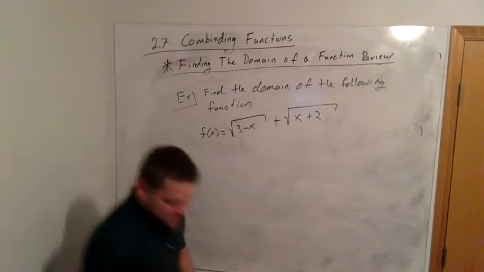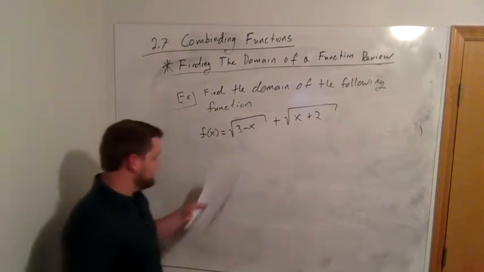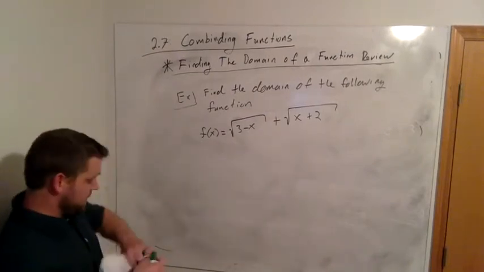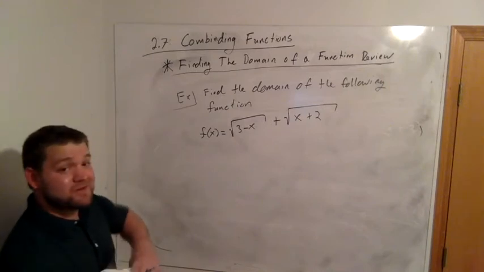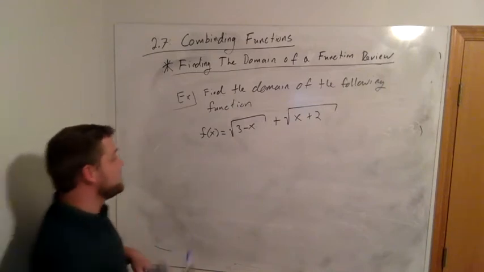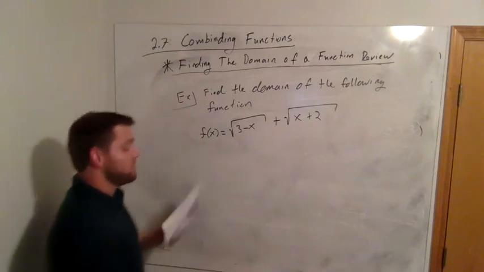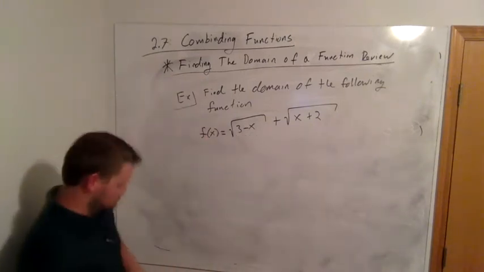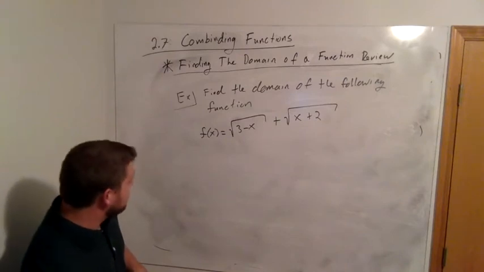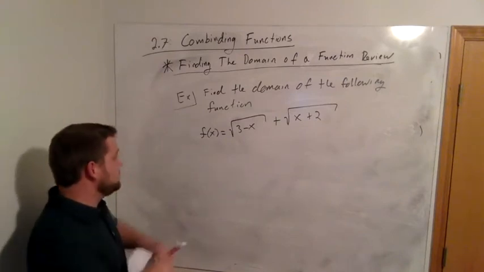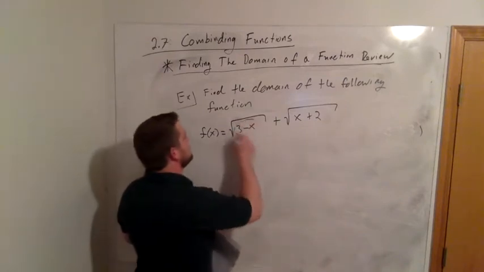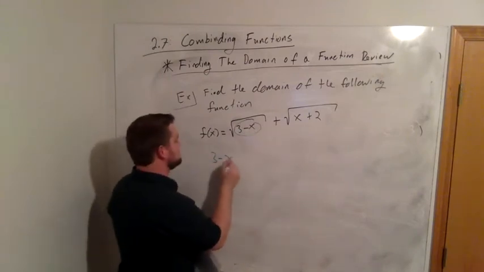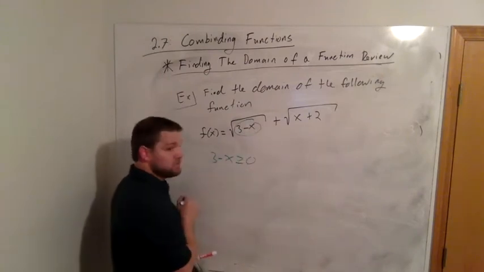Okay, so I have 2 different square roots here I need to pay attention to. Notice here I'm never going to be worried about dividing by 0, because I don't have a variable in the denominator. What I need to look out for, though, is right here, I need 3 minus x to be bigger than or equal to 0.